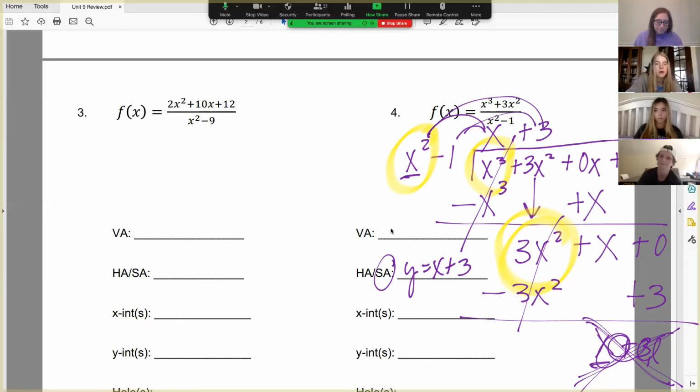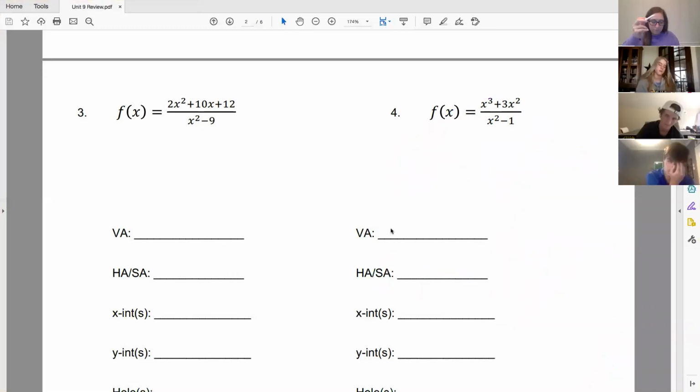Yes. Okay. So basically, you have a slant asymptote if it's bigger on the top, right? Yes. So every time it's bigger on the top, you have a slant asymptote. Yes. Okay. Can we go over number 14?